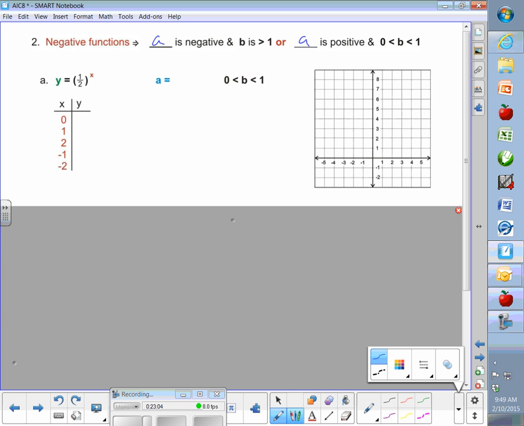So in our first example, we have a positive a. The a is +1. But isn't a half between 0 and 1? Right? And so the b value is between 0 and 1. All right, so we got to be careful when we graph this thing. y equals 1/2 to the 0 power. Well, we can do that. Anything to the 0 power is 1. So this is a 1. So plot that point, 0, 1.